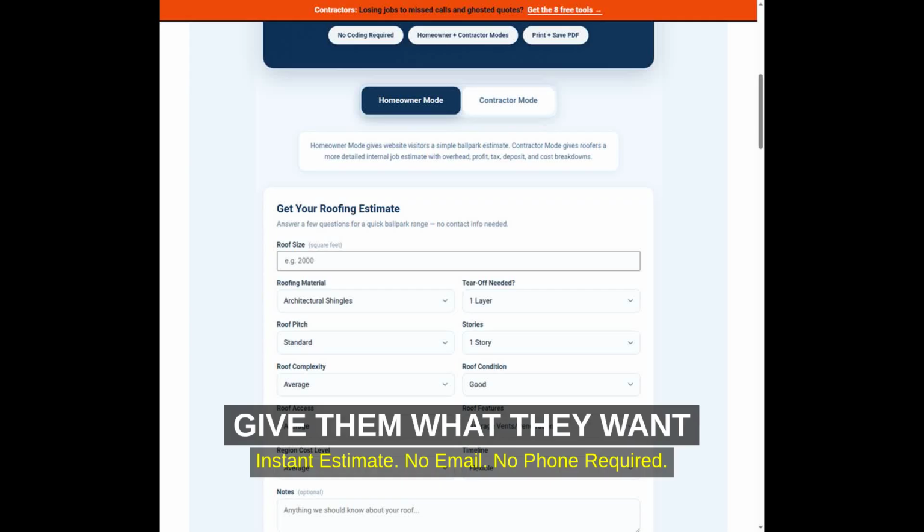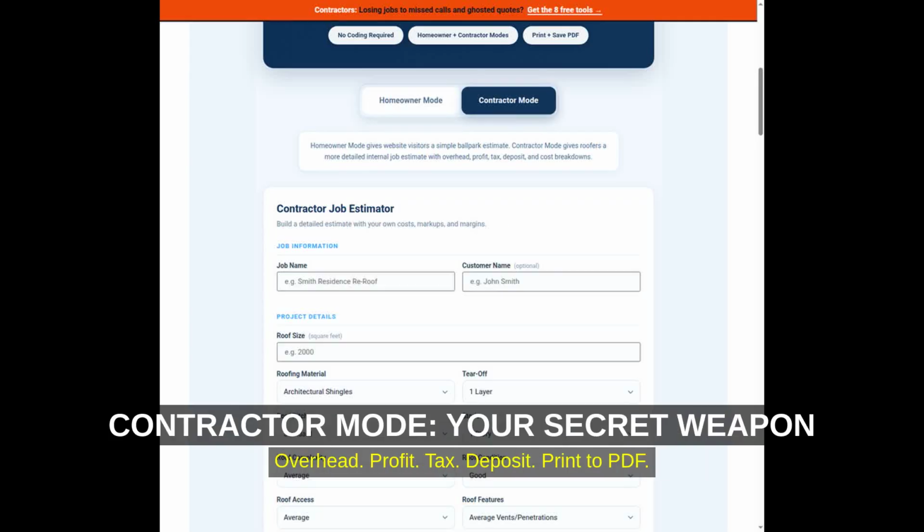Period. That is why this roofing lead page kit is a game changer. It gives them exactly what they want, a fast ballpark estimate. No email required. No phone number required. They plug in their square footage, pick their shingles, and boom, they get a realistic range. Now you have built trust. You're the honest guy who did not hide the ball. And when they are ready to buy, who do you think they are going to call?